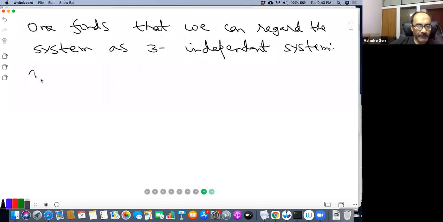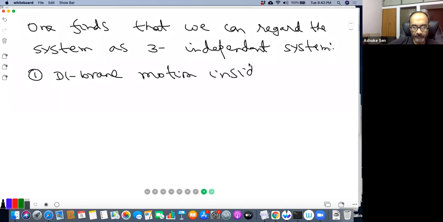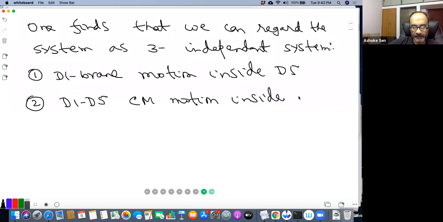So the first system is D1 brane motion inside D5. The second one is D1 D5 center of mass motion inside tau naught. And the third one is the dynamics of tau naught.